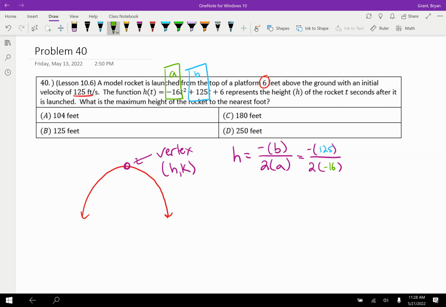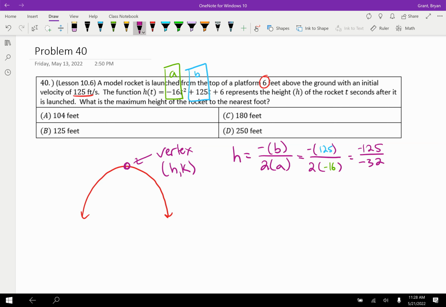These numbers are starting to look a little gross, so you might want to use your calculator to try and reduce them. This gives me negative 125 over negative 32. And you can keep it like that, or to reduce you can type this into your calculator and either it will reduce it for you depending on your calculator, or it will give you the decimal equivalent, which is fine as well.